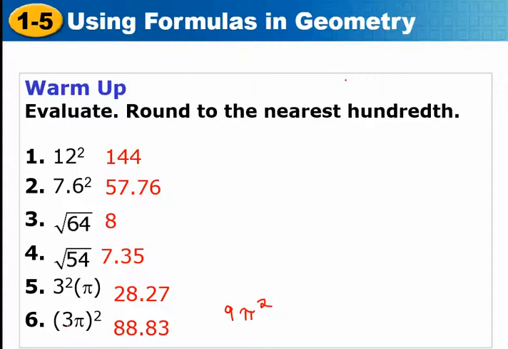So in number 6, you'd take 3 times pi, hit the equal sign, and then square it, or you could square both parts. Square the 3, square the pi, and leave your answer as 9 pi squared, or go ahead and square the pi and then multiply by 9.